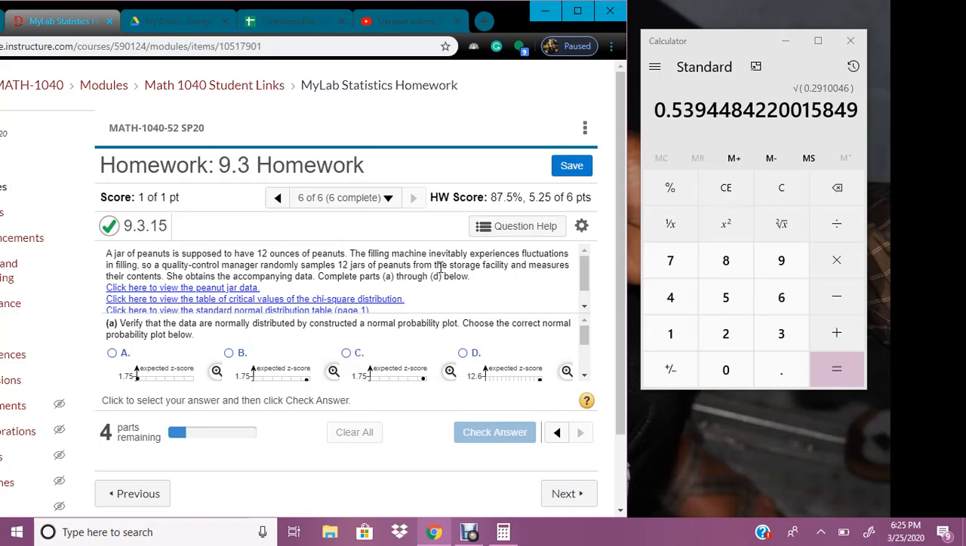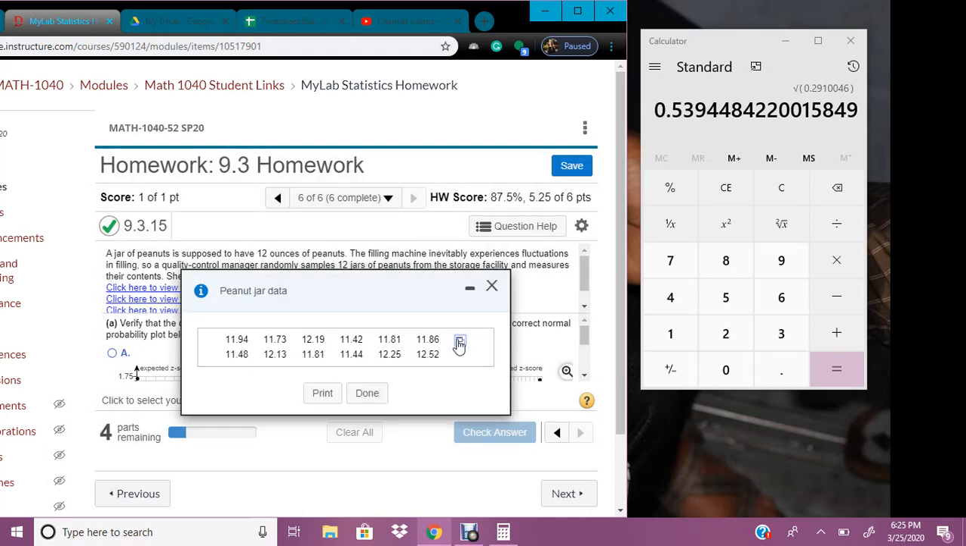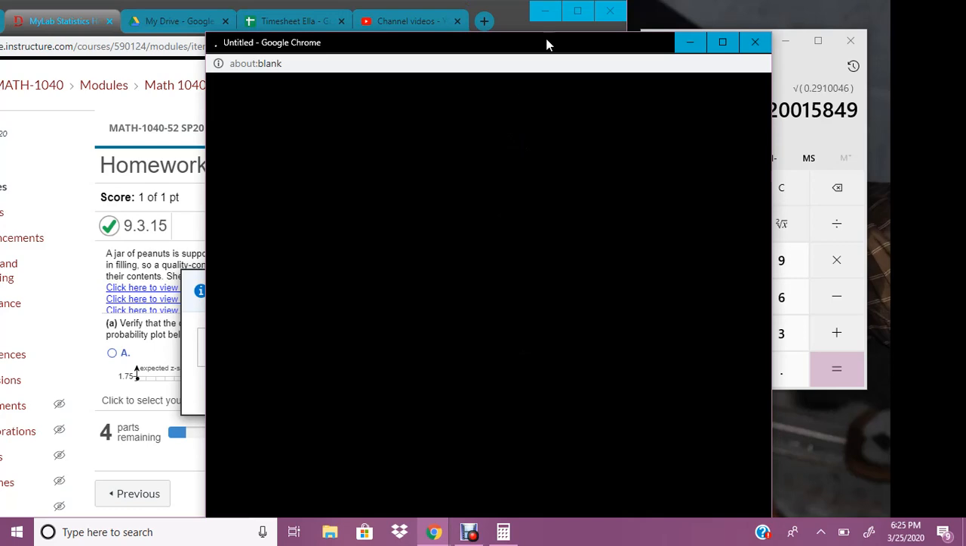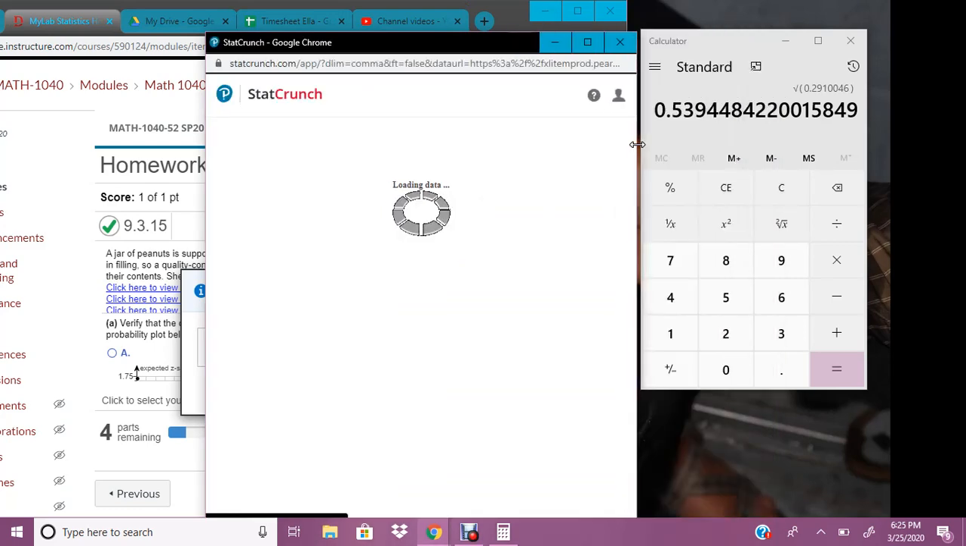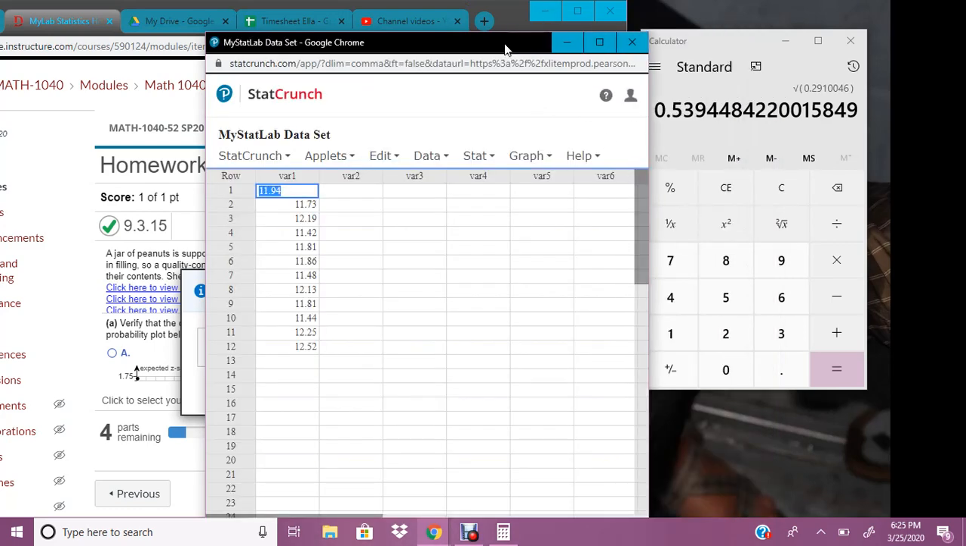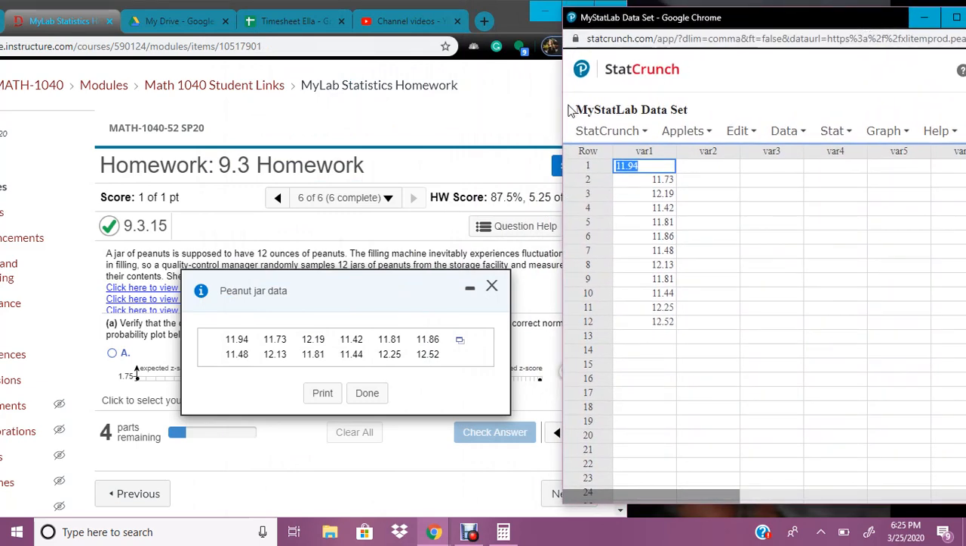Okay, now we're going to do question 6 of 9.3. So first we're going to open up our data right here in StatCrunch. Move it over.